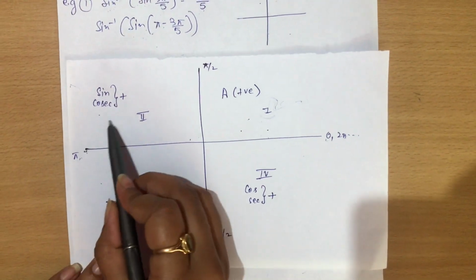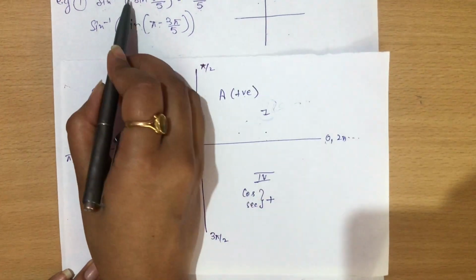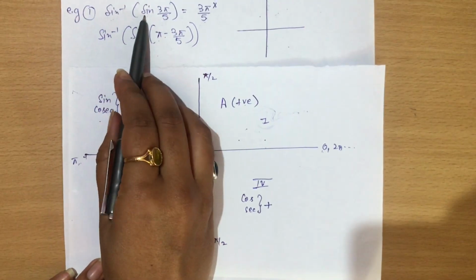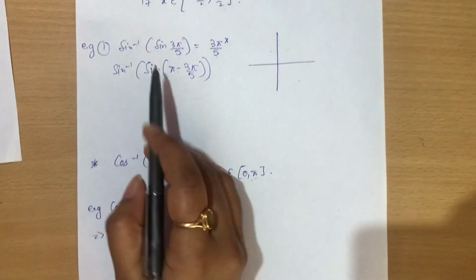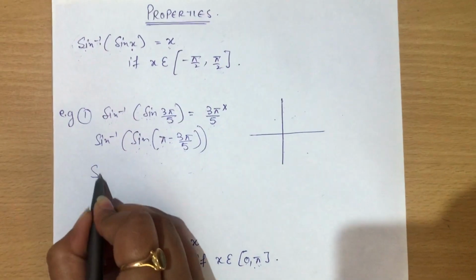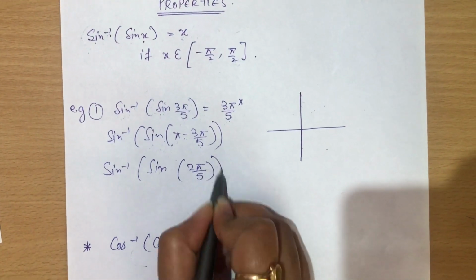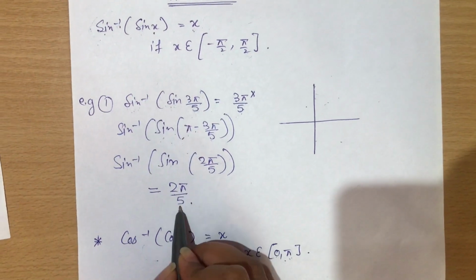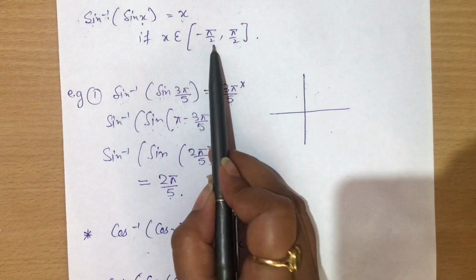So your value is π - 3π/5. This is your π. Minus 3π/5 means it lies in the first quadrant, where all signs are positive, so you will get a positive sign, and π means no transformation occurs, so sin remains sin, and your θ is 3π/5, and this is sin 3π/5. So we can write sin 3π/5 as sin(π - 3π/5). Okay, and when you solve this, you will get sin 2π/5. And students, this will equal 2π/5, because 2π/5 is 72°, and 72° lies in this principal range.